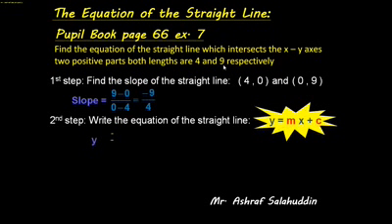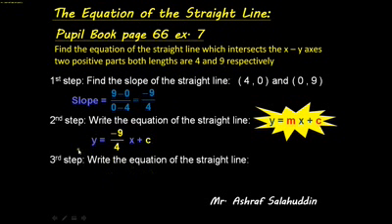Write the equation, y equals negative 9 over 4 x plus c. The c is the y-intercept. I have the y-intercept, which is 9. So to write the equation, y equals negative 9 over 4 x plus 9. So this is question number 7. I have finished now.